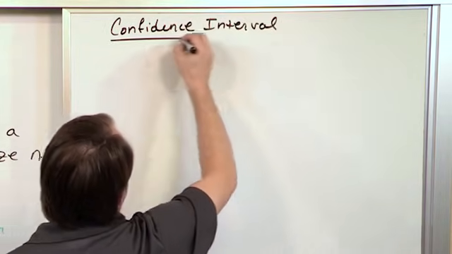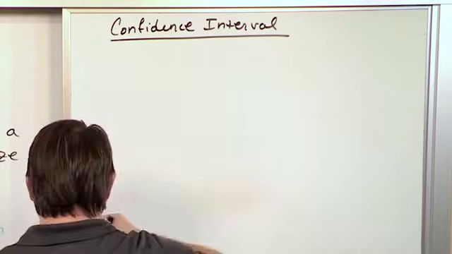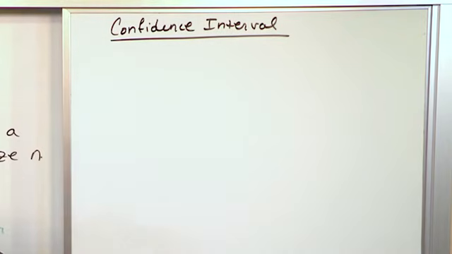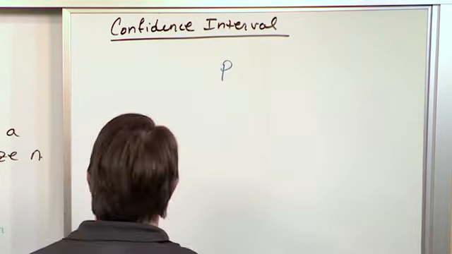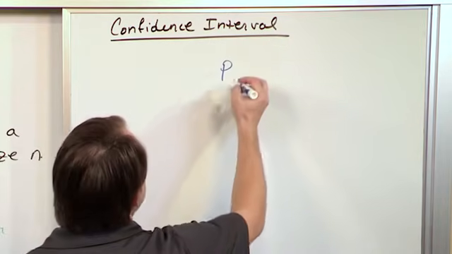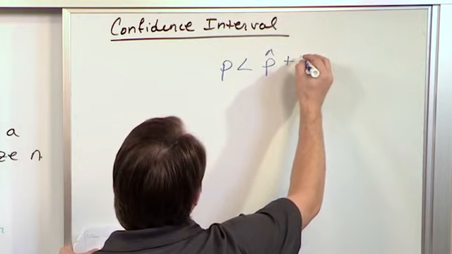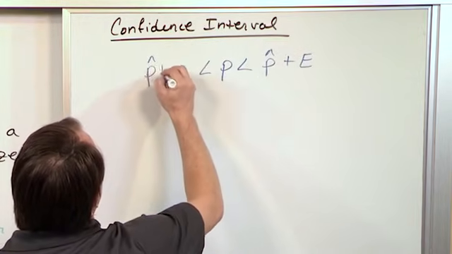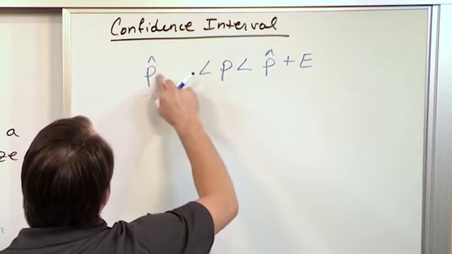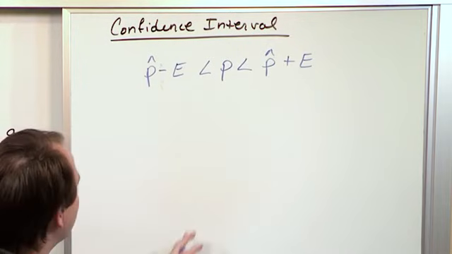And this is the confidence interval for proportions. What it is, you start in the middle with your population proportion, and you say that your population proportion's got to be less than your sample proportion plus the margin of error, and it's got to be greater than your sample proportion minus your margin of error. So it's exactly the same thing as before.